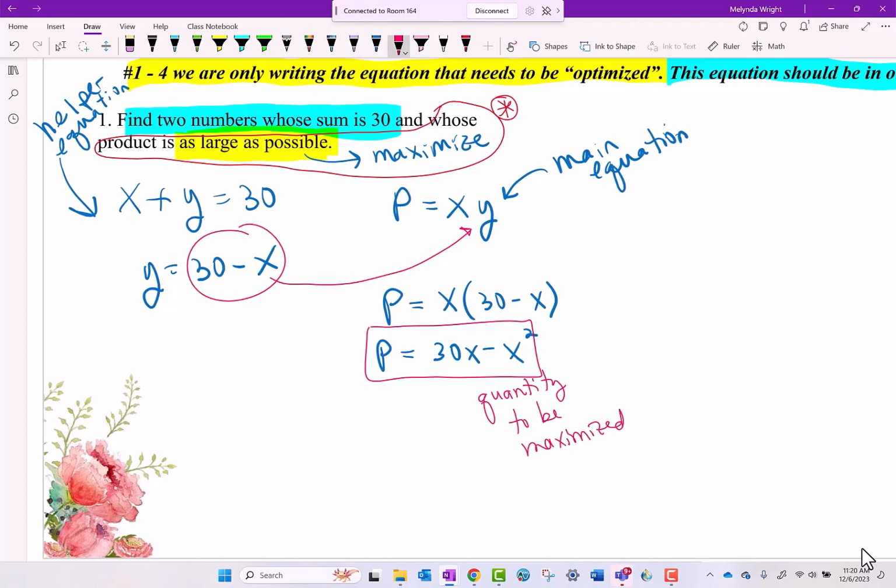So this example took us through all of the parts of an optimization problem. We didn't have a figure to draw because it was just numbers. All right, questions on this process? Okay, so in the next lesson, we'll continue on with this. We'll actually maximize that, but that's in the next lesson. Today, we're just setting them up and getting comfortable with that. All right, so let's take a look at our next examples.